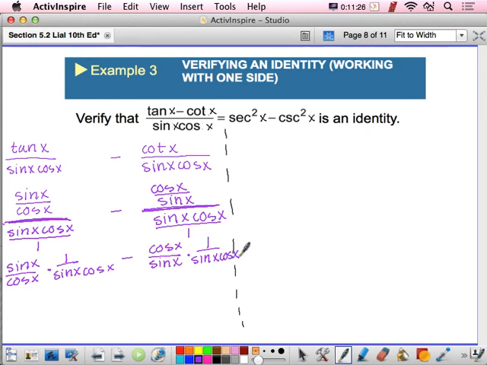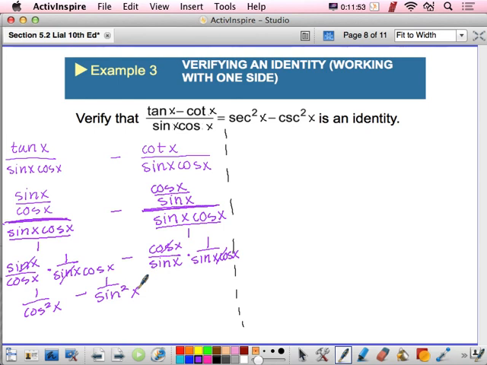Once we see it that way, we can see that these sines cancel, and we're left with 1 over cosine squared of x minus, and over here what cancels? The cosines cancel, and we're left with 1 over sine squared. Well, if I take a look at the other side, I would like it to equal secant squared minus cosecant squared. The nice thing about it is that it does.